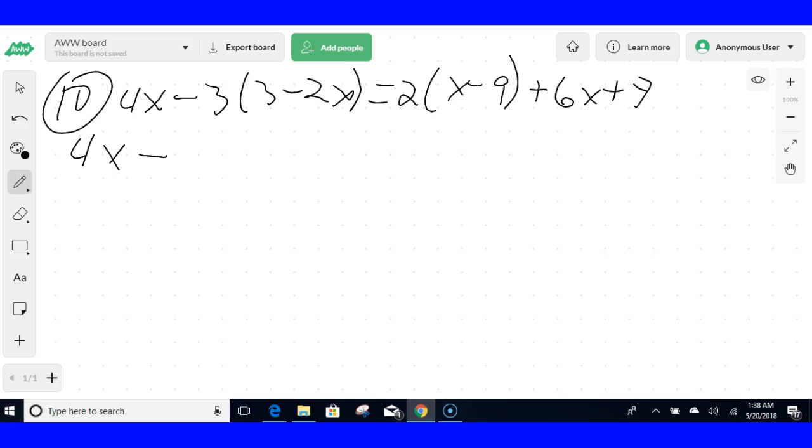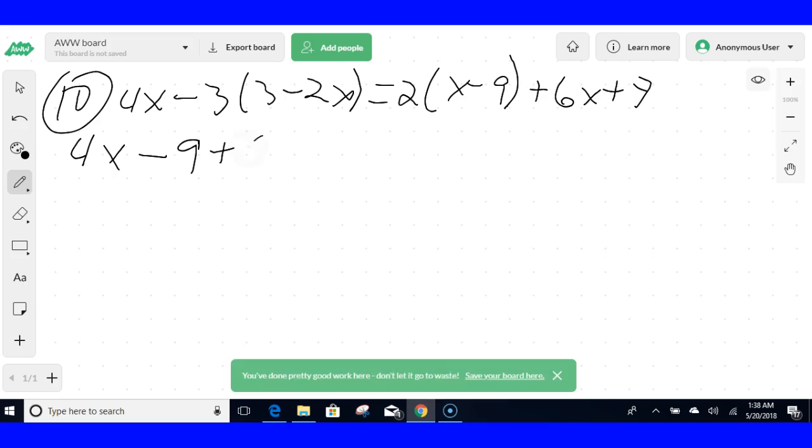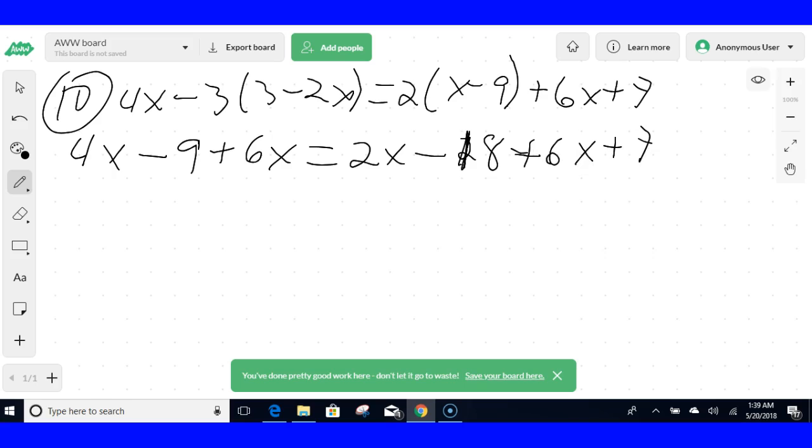3 times 3 is 9. Negative 3 times negative 2x, that's plus 6x. Distribution again, 2 times x is 2x, minus 2 times 9, that's 18. And then plus 6x plus 7. Combining like terms, that gives you 10x minus 9 is equal to 2x plus 6x, that's 8x, and minus 18 plus 7, that gives you minus 11.